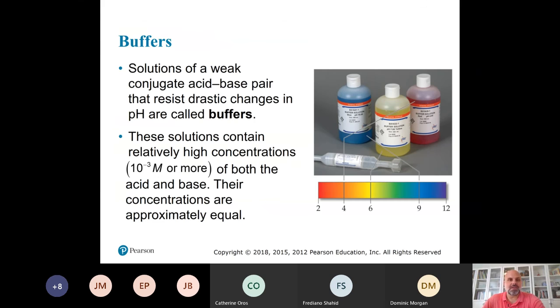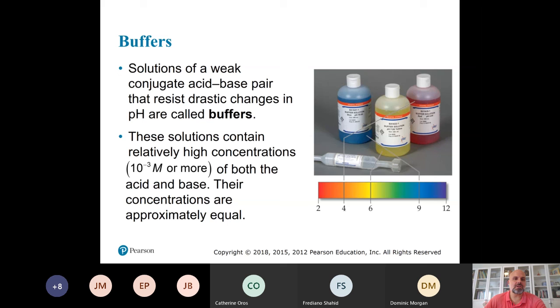All right. Buffers. So let's talk about buffers for a little while. You've often heard about buffers. Now you understand what a buffer is. It's a solution of a weak conjugate acid-base pair that resists drastic changes in pH. This is what we're talking about when we mention buffers. So what we've essentially been discussing, like the acetic acid, sodium acetate solution, that's a buffer. We've just been going through the calculations.